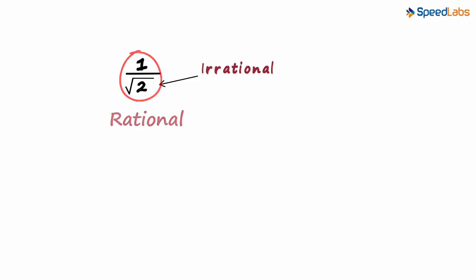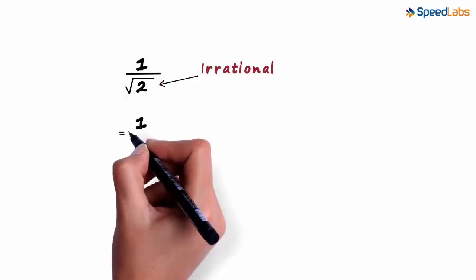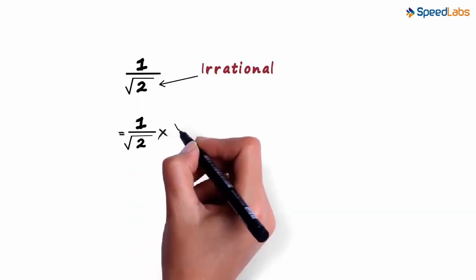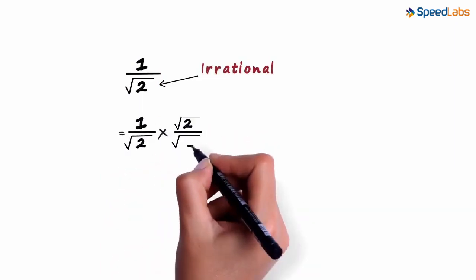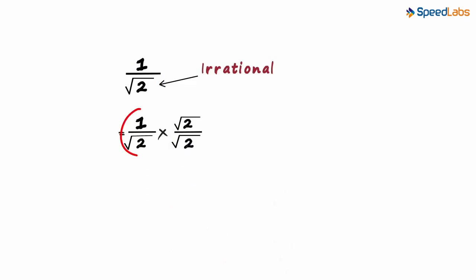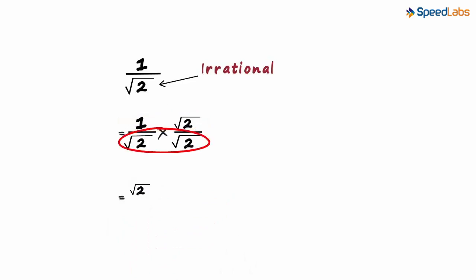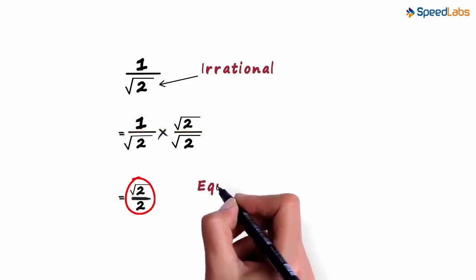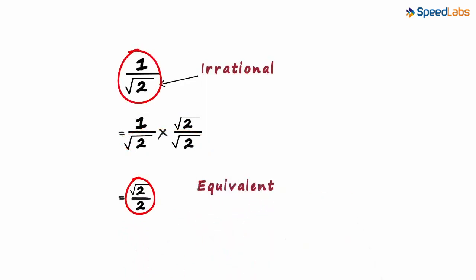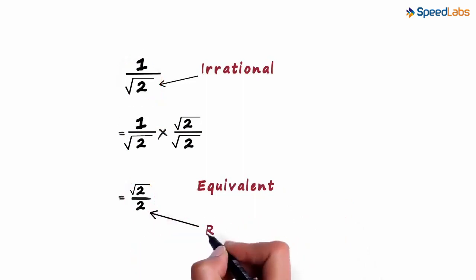It's simple. This can also be written as 1 by root 2 multiplied by root 2 divided by root 2. In effect, we are multiplying this expression with 1 since this equals 1. 1 multiplied by root 2 will give us root 2 in the numerator, and root 2 multiplied by root 2 gives us 2 in the denominator. This expression is equivalent to this one, but we have made the denominator rational.